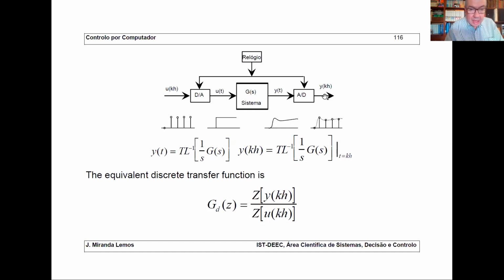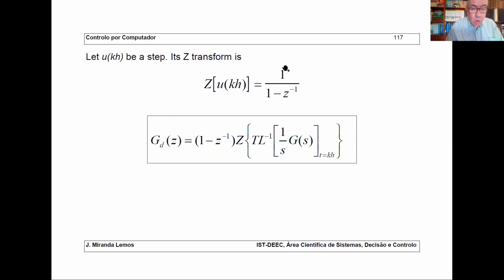Now my discrete time transfer function is the z transform of y of kh divided by the z transform of u of kh. So the z transform of y of kh is nothing more than the z transform of all this stuff here. And the z transform of u of kh is the z transform of the discrete time step. Probably you don't know it by memory, but it's 1 divided by 1 minus z to the minus 1, or z divided by z minus 1, if you want.